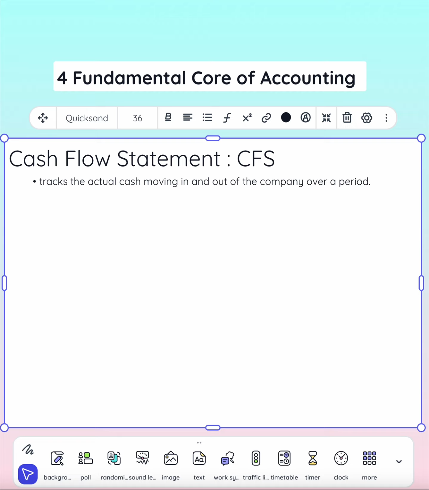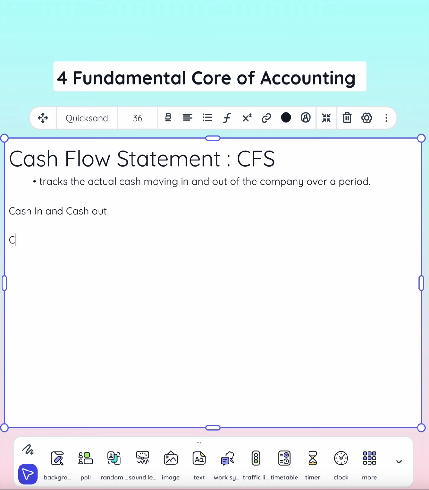It's different from profit, which is an accounting concept. So the cash flow statement shows where the cash comes in from and where it goes. So it's like cash in and cash out of the company over the period of time. There are three main sections of the cash flow statement.